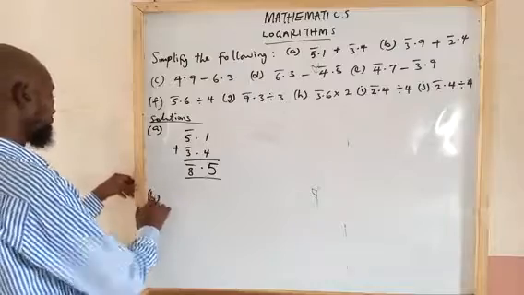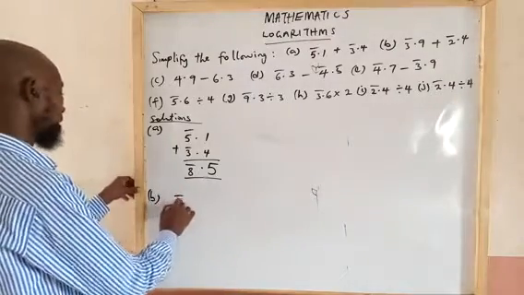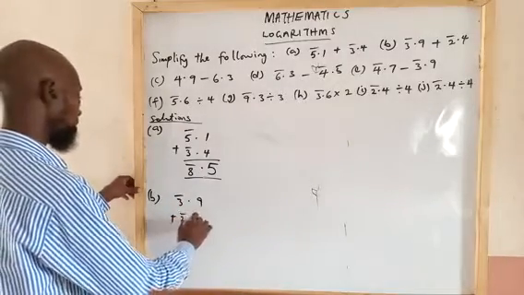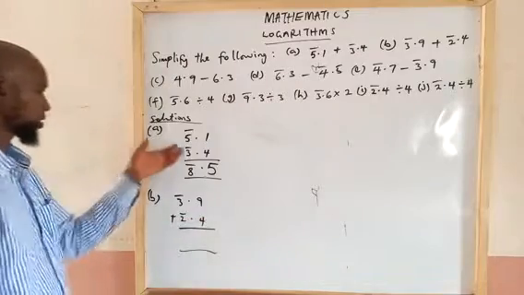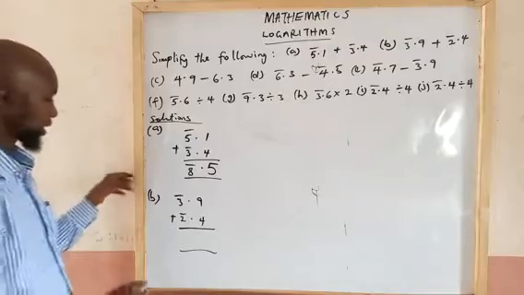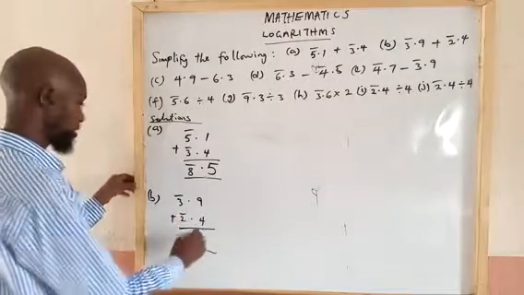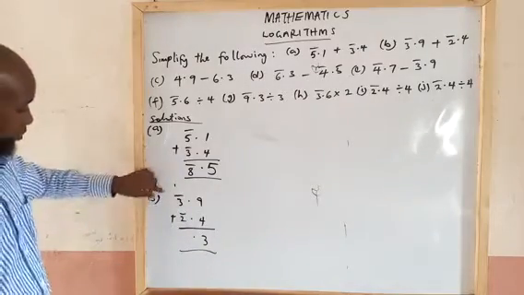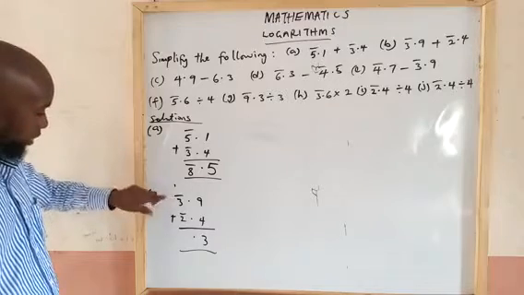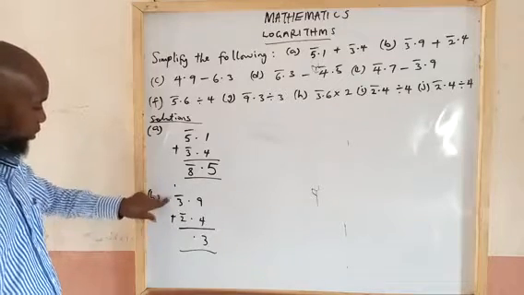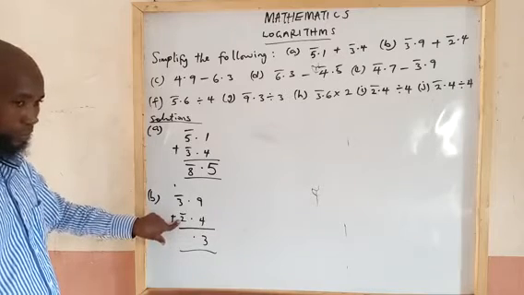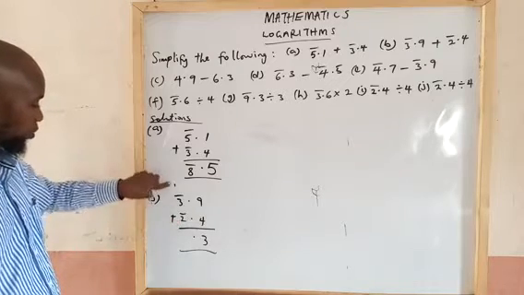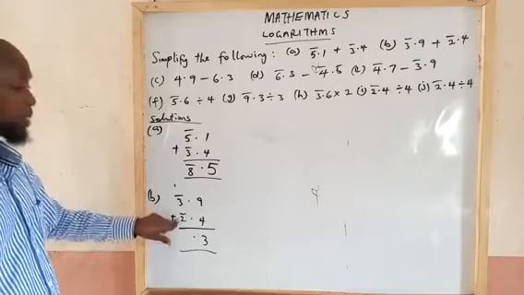So in the B part, what I have there is bar 3.9 plus bar 2.4. Adding this one follows the same procedure as what we did here. 9 plus 4 here gives 13. So 3 is going to be written. Remember, we are going to carry 1. So this now becomes 1 plus bar 3 plus bar 2. So that is the pronunciation. But the meaning, when we give it a meaning, is 1 plus -3 plus -2.